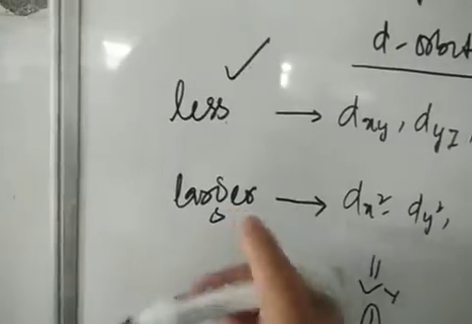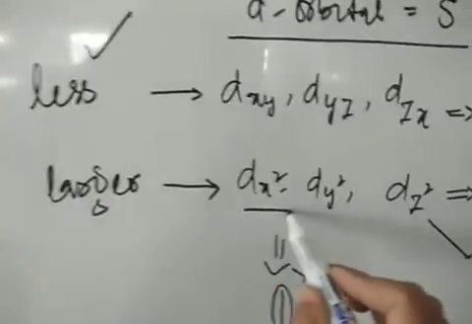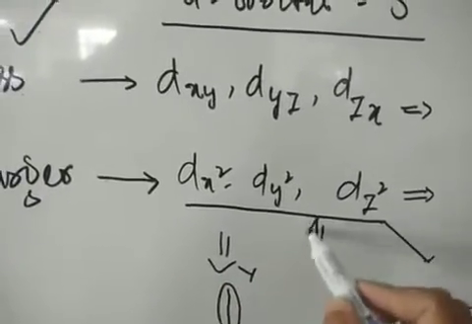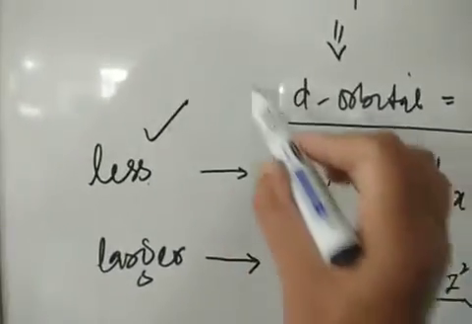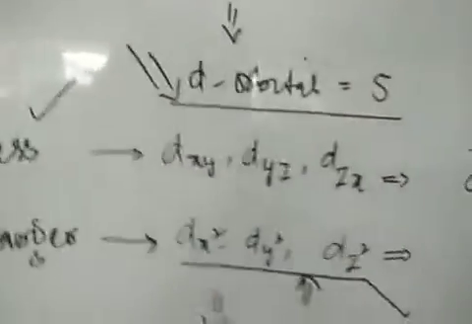So when there is larger repulsion, that means this set gets raised in the energy. इसकी energy increase हो जाती है, and this set gets lowered in the energy. So इसको हम ऐसे दिखाएंगे. So we can show it by this diagram.